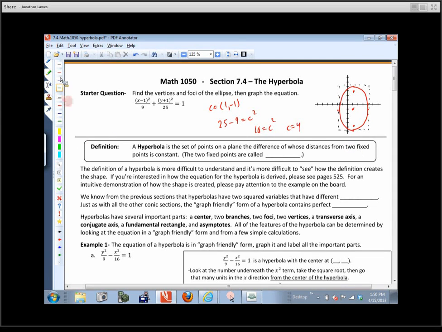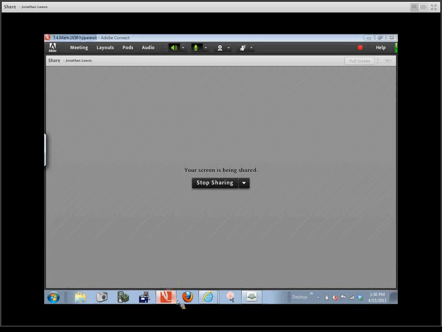Okay, well, the definition of a hyperbola is the set of points on a plane, the difference of whose distance from 2 fixed points is constant. So that's kind of a mouthful. What are those fixed points called? They're called foci.